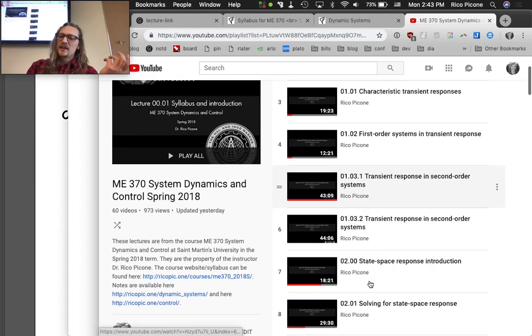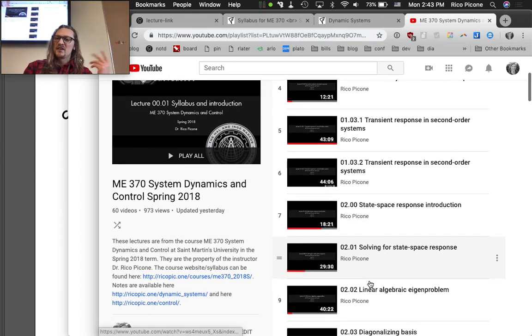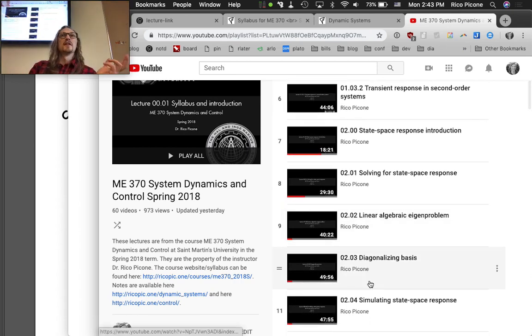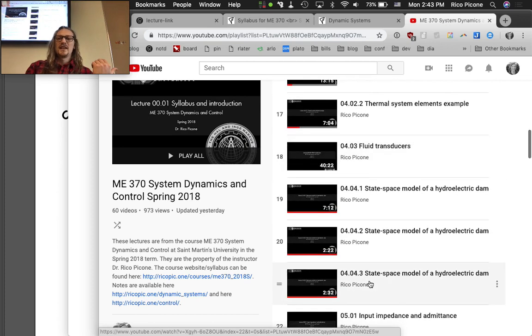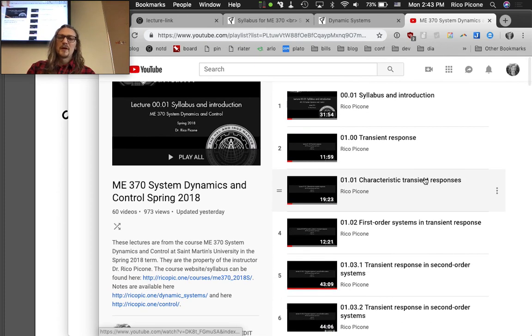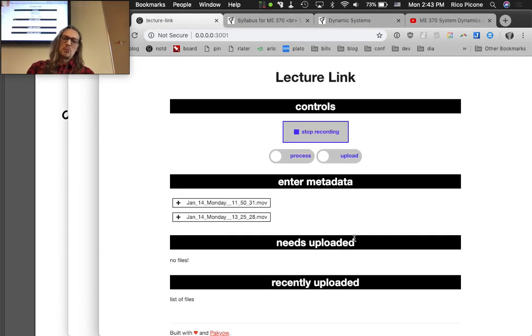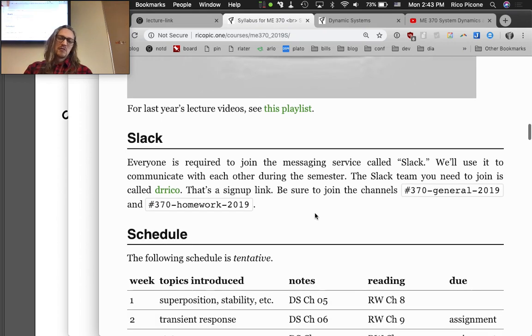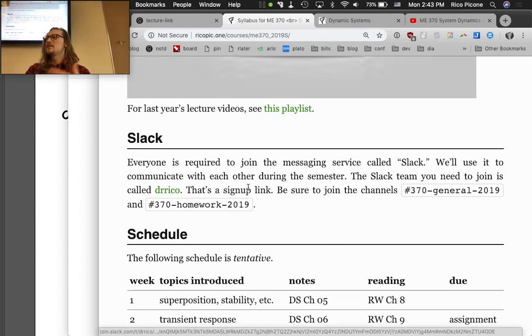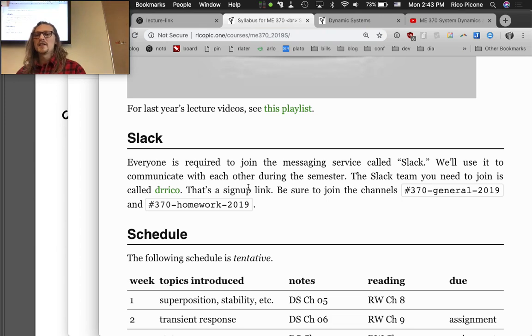Things are going to be a little different, but not terribly different than they were last semester. So take a look at this, and it'll be pretty much the same order, pretty much the same material, maybe a little bit more polished this year. We'll see how it goes. Slack, make sure you get on there. Everybody's pretty much all signed up, but there's a sign up link right there. Just use your St. Martin's email address.